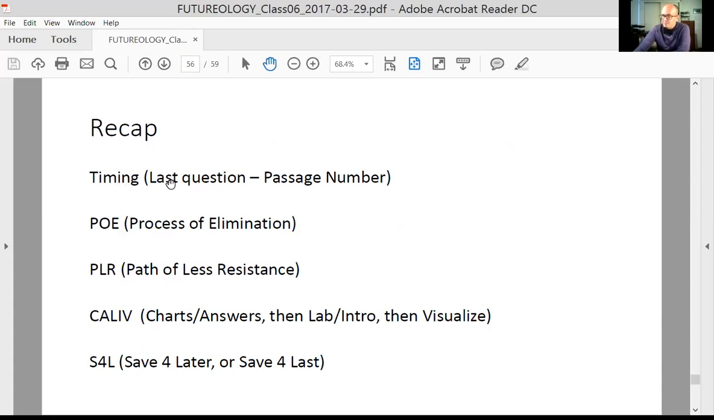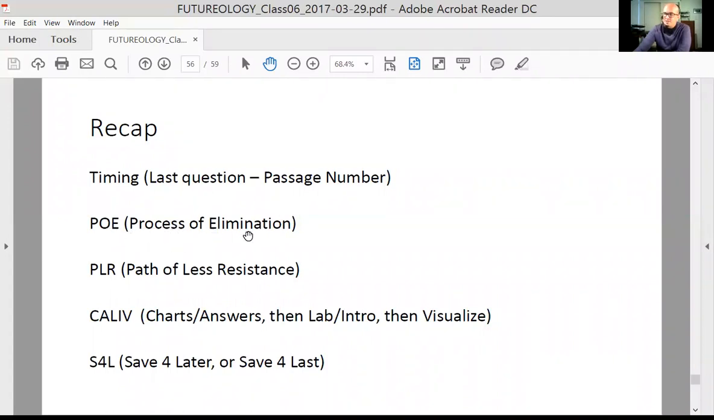Timing is really important. Remember that there's a running timing where you can take a look at the last question of the passage and subtract the passage number, and then you can use that to figure out where you should be finishing the passage. So if it's passage number 6 and the last question is 33, then you should be finishing passage 6 by the 29th minute. Although passage 6 is usually the last passage now. Sorry, it used to be the second to last passage.